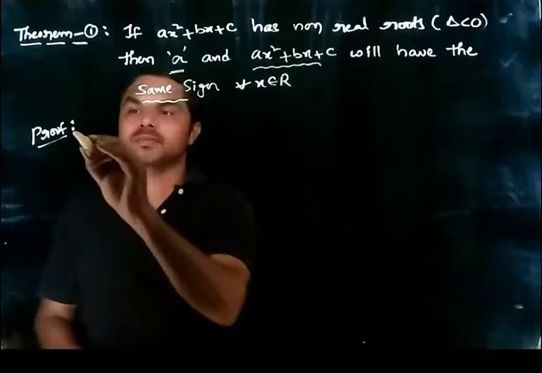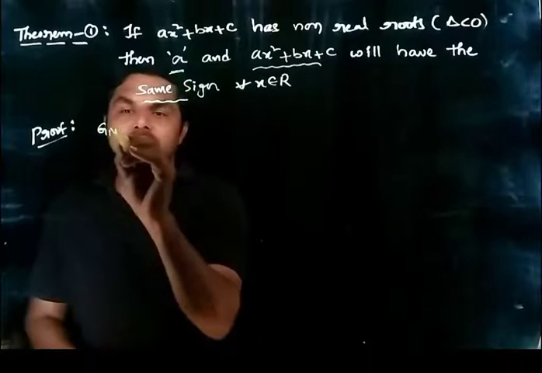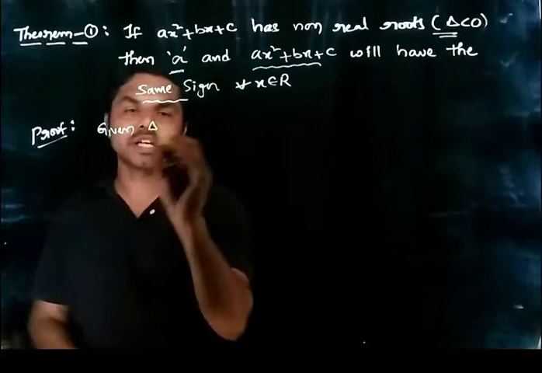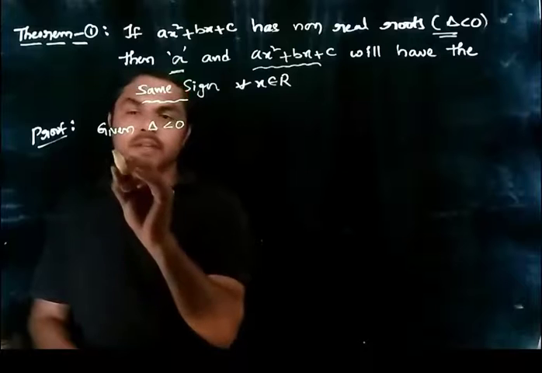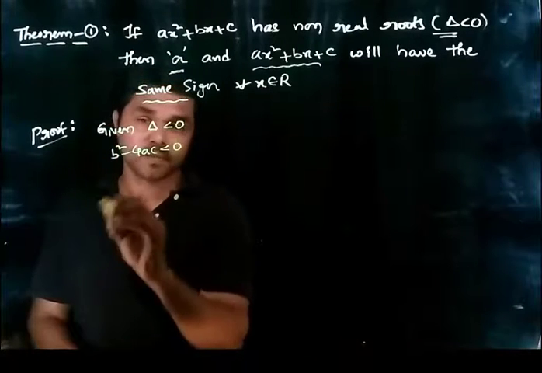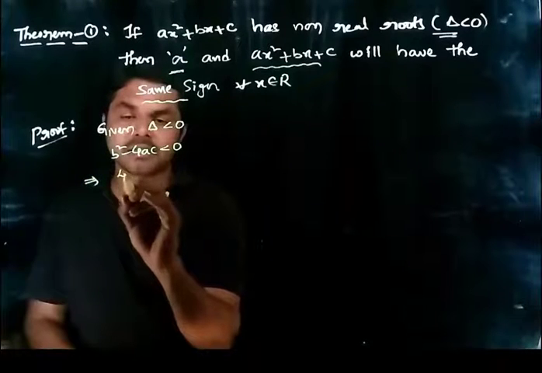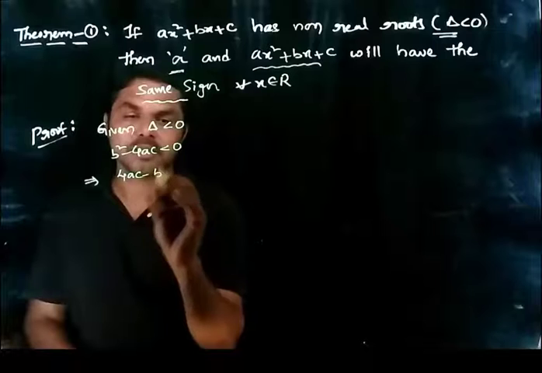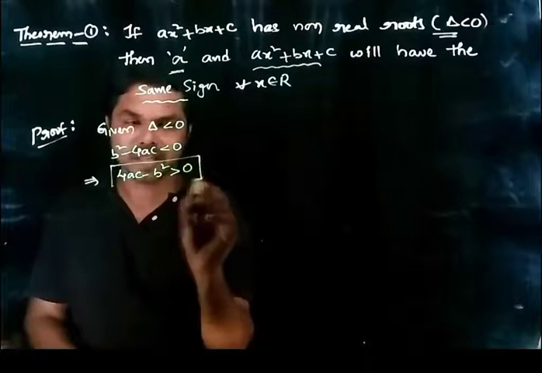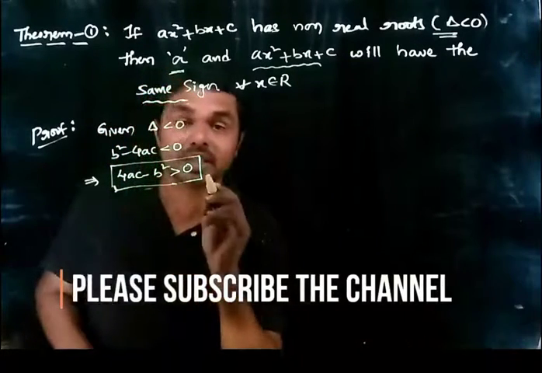Proof. Given here delta is less than 0. That means b square minus 4ac is less than 0. By multiplying with minus, we will get 4ac minus b square is greater than 0. What does it mean? That means 4ac minus b square is positive.